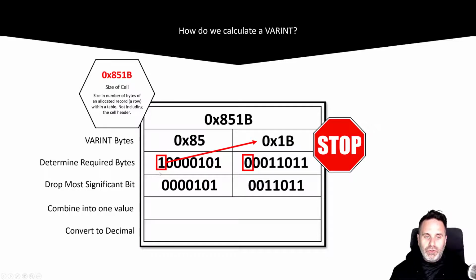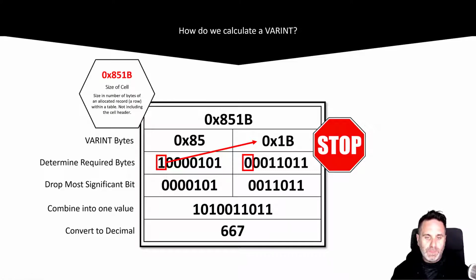The next step is we actually drop the most significant bit, okay? And then we're going to combine them. We can drop any leading zeros. They don't add anything to our value. And we combine those up into one long binary string. And then we can convert that. So we now know that the size of the cell is 667 bytes. These bits here, the leading bits, are only used to instruct the program, etc., on what bytes to use. You do not keep them in the calculation of your VARINT value at the end.